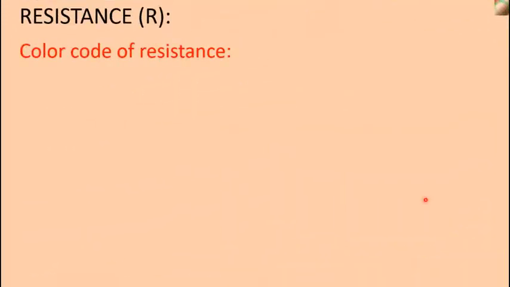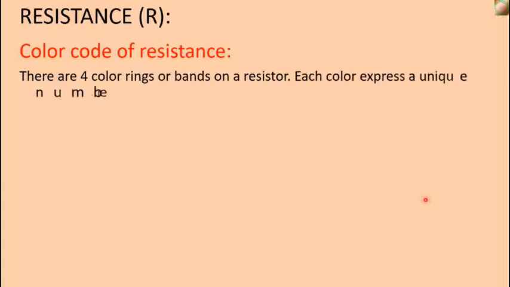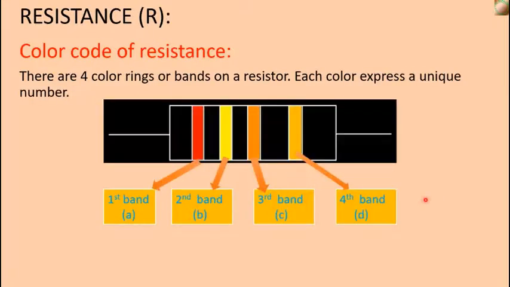Color code of resistance. Now we will learn how to determine the value of resistance by observing the colors on them. There are 4 color rings or bands on a resistor. Each color expresses a unique number. Suppose the first band is A, the second band is B, the third band is C, and the fourth band is D.